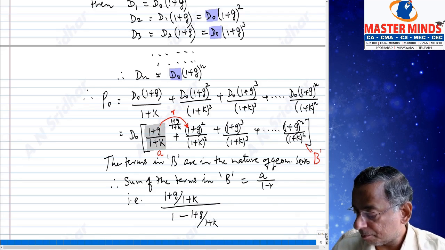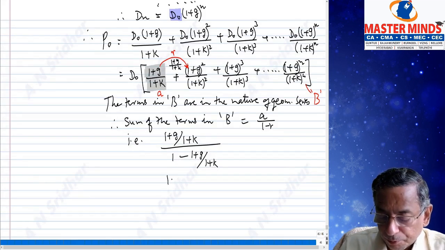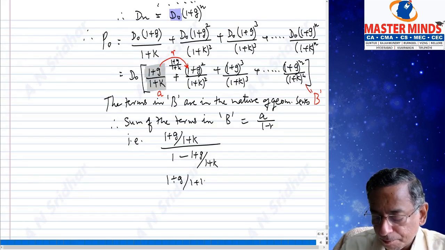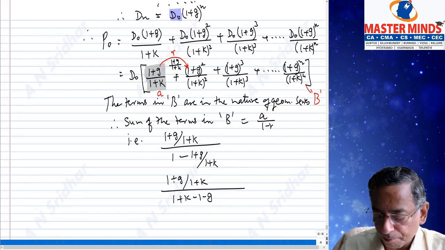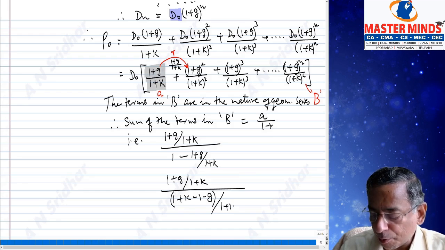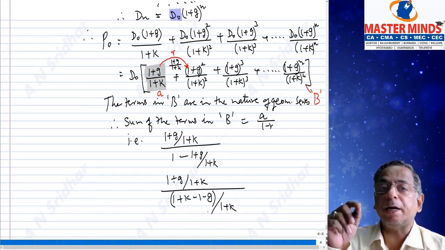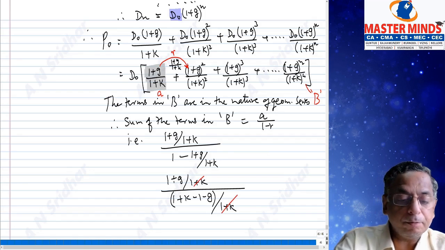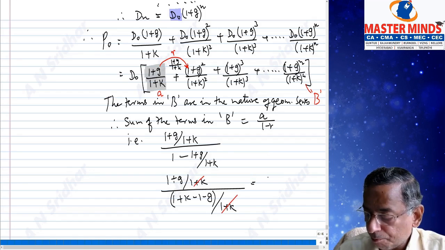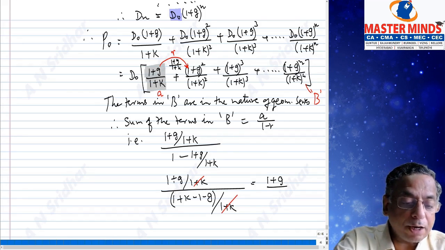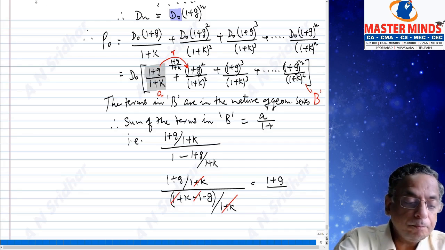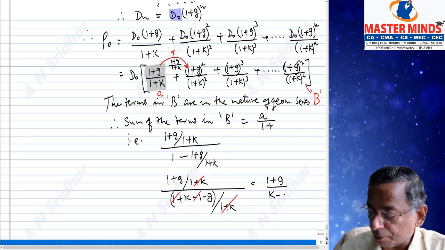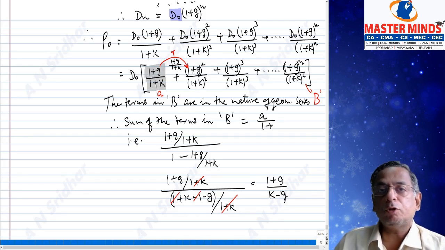So let us simplify this. 1 plus g upon 1 plus k, upon 1 plus k minus 1 minus g upon 1 plus k. Because of the minus sign, that will become minus 1 minus g. 1 plus k cancels. So we have 1 plus g upon, you can see 1 will cancel here, k minus g. So this is the bracketed term.